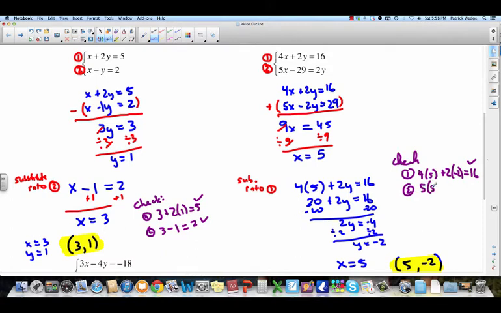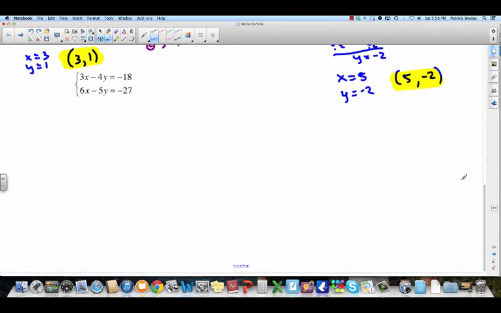Second one, 5 times x, which is 5, take away 29 equals 2 times y, which is negative 2. 5 times 5 is 25, take away 29 is negative 4. And on this side we have 2 times negative 2, which is negative 4. It worked. It's all good.